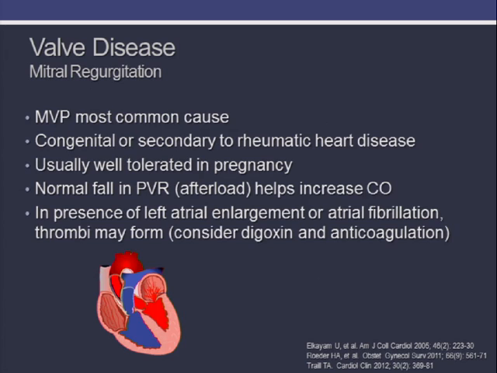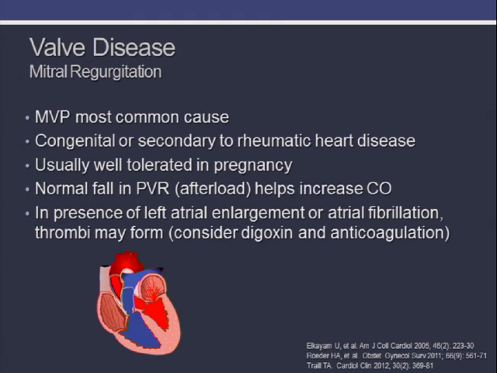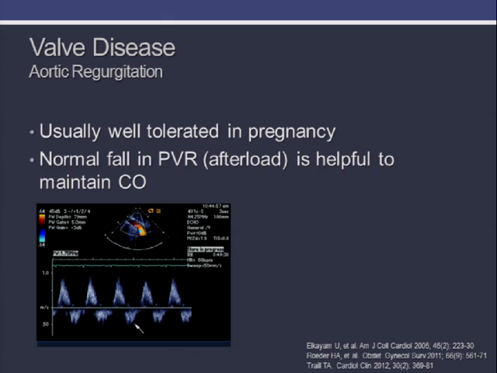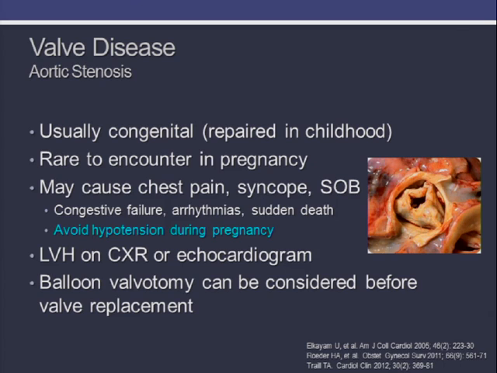Mitral regurg is very common. Again, that high volume, that increase in 50% in later pregnancy will cause these very common systolic flow murmurs. They tend to be very benign. But do be aware that with a huge atrial enlargement, they may go into atrial fib. Aortic regurg is also well tolerated during pregnancy, and again, the reason for that is that afterload falls. The blood pressure falls in the second trimester, and that helps those with aortic regurg. Tricuspid regurg is also well tolerated.